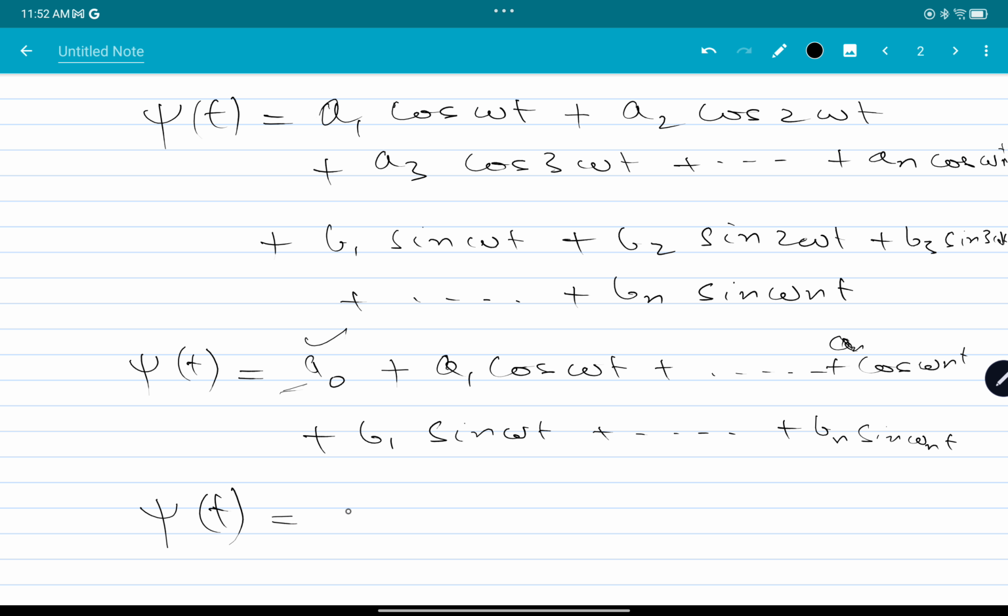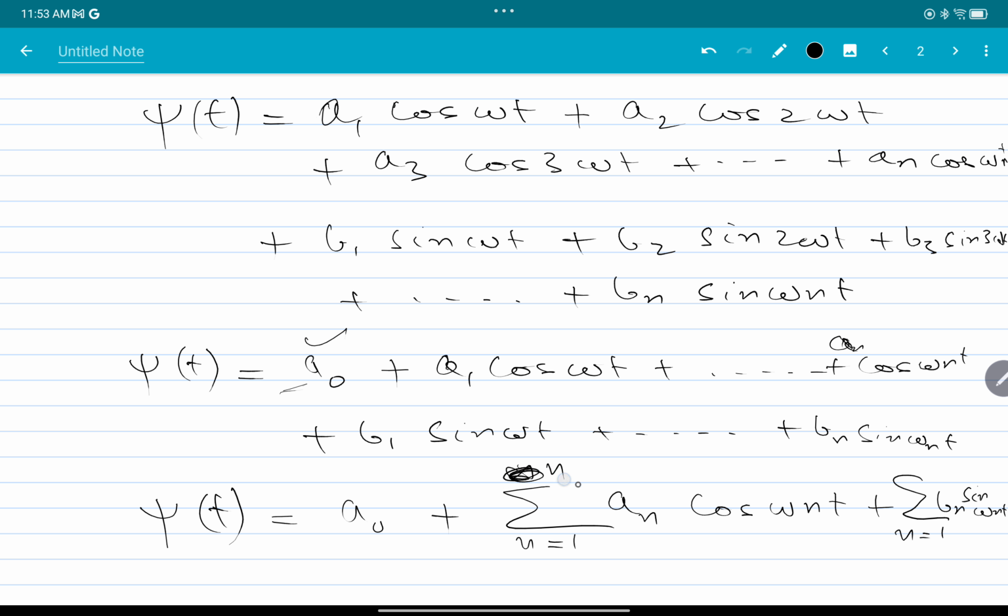I can write psi t is equal to A0 plus the cos terms an cos n omega t plus the sine terms bn sine n omega t, with n equal to 1 to infinity. So we have this as our series.